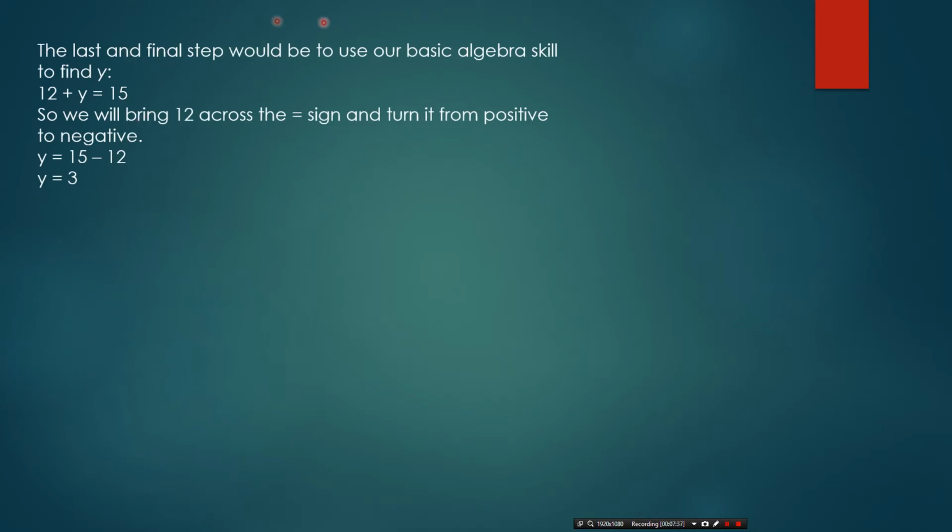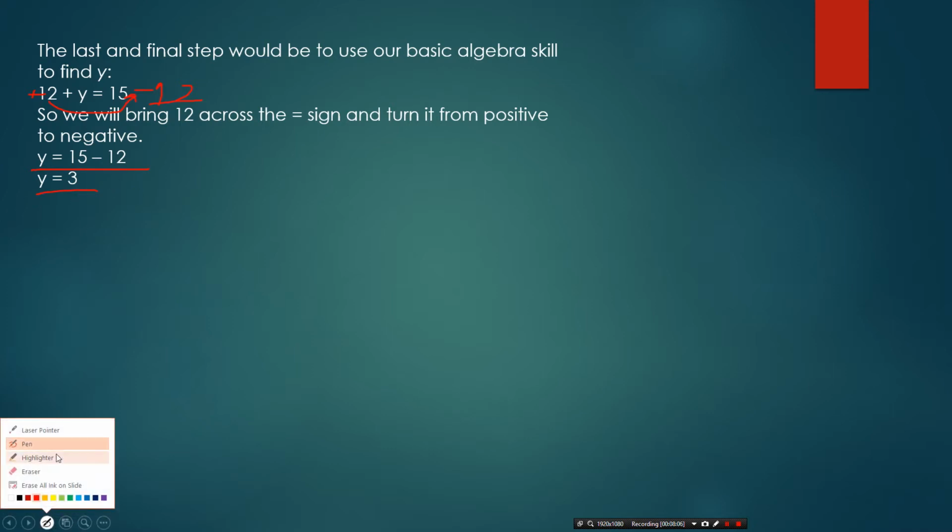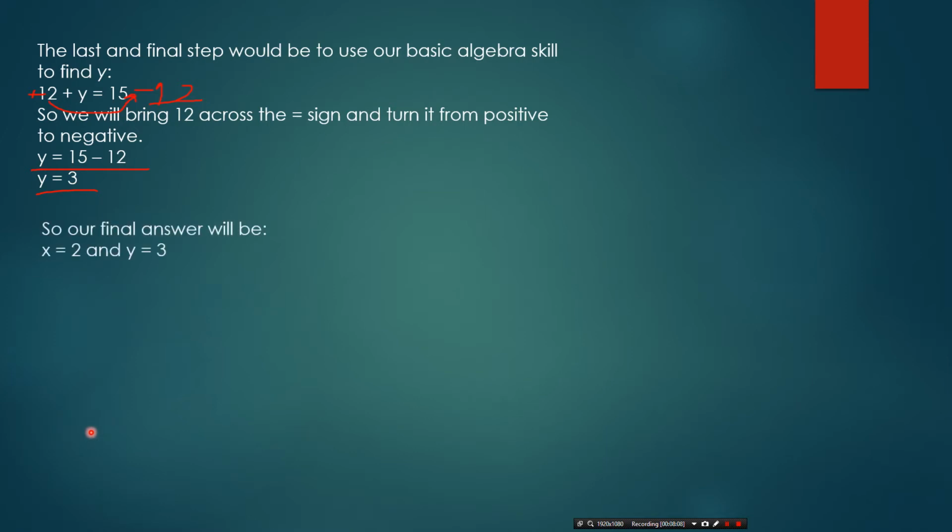The last and final step is to use our basic algebra skills to find y. So we're moving the 12 across. This 12 right here is plus 12 currently. When you cross the equal sign, the sign changes, so it becomes minus 12. And as we see, that is the answer: y equals 3. So our final answer is x equals 2 and y equals 3.